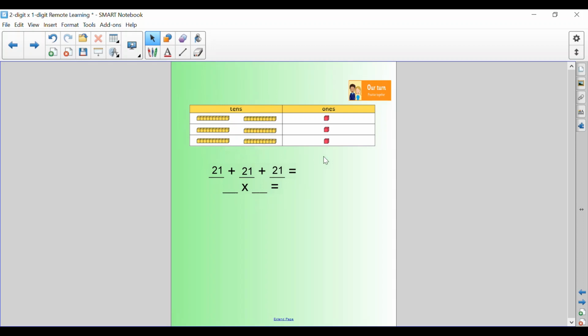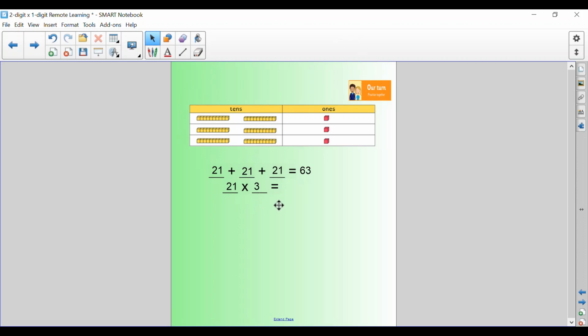So we've got 63. Then if we look at the multiplication sentence, we know we've got 21. How many 21s have we got? Well done, we've got 3. Okay, so it would be 21 times 3 equals, what would our answer be? Well done, it'd be exactly the same.